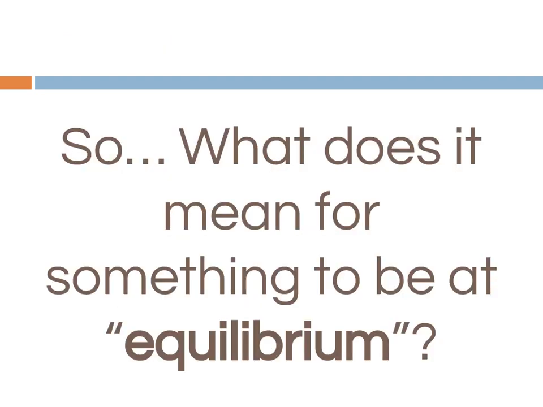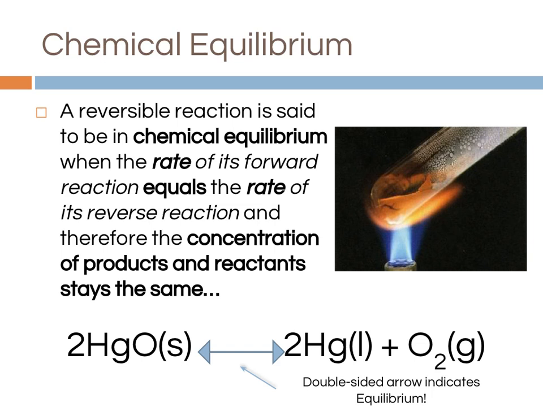So I keep saying this word equilibrium. What does that really mean in chemistry? In order to be at equilibrium, a reaction needs to be reversible. And what we mean is that the rate of the forward reaction is equal to the rate of the reverse reaction. We were talking about rate of reaction, which means how fast the reaction is occurring. So if the reaction is occurring forward and backward at the same speed, then that means the reaction is at equilibrium.